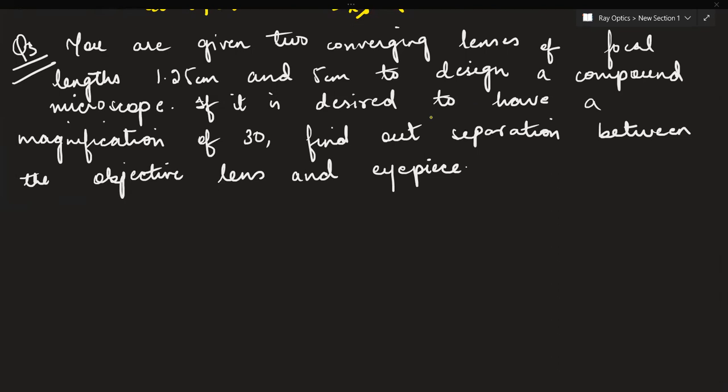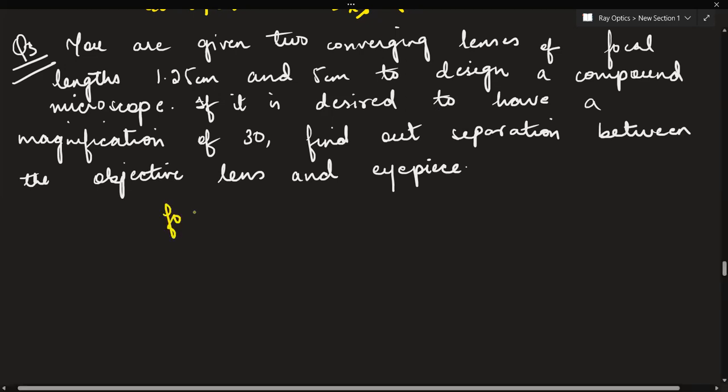Yes, the correct answer is given by Shahzada. Right. So see, it says you are given two converging lenses of focal length. Okay, so two different focal lengths are given to you. FO means focal length of the objective. This is given as 1.25 centimeters, and 5 centimeters will be FE, focal length of the eyepiece. Least distance of distinct vision will always remain the same, 25 centimeters, while the magnification is provided to you as 30. So magnification M is 30.